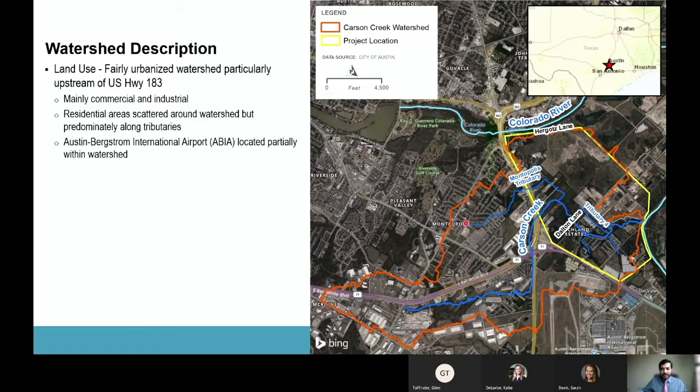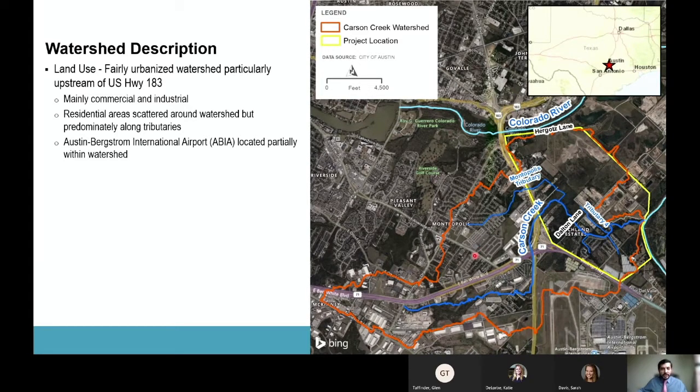Then it has a couple of tributaries. One major tributary is the Montopolis tributary, which starts on the north side of the main Carson Creek stem and then joins here. There are a couple of small tributaries, Tributary 2 and 3, and then another little bigger tributary called Tributary 4. You will see later in the presentation, this main Carson Creek and the alignment of the Montopolis trib and trib 4 are really interesting, and we'll go over that in the presentation.